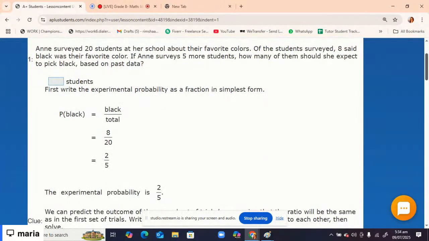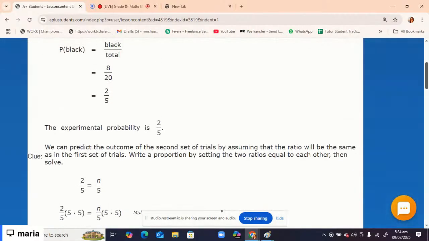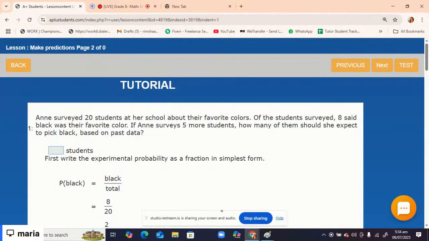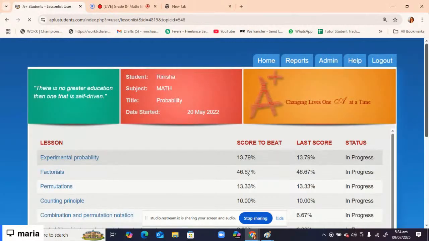Now next, Annie surveyed 20 students at her school about their favorite colors. Of the students surveyed, 8 said black was their favorite color. If Annie surveyed 5 more students, how many of them should she expect to pick black based on the past data? There are total 20 students. How many students are interested in black? 8. So 8 by 20. And now 8 by 20 is equal to n by 5. You're going to find it out this way, and in this way you're going to write your answer. Hope you guys understand this lesson as well.